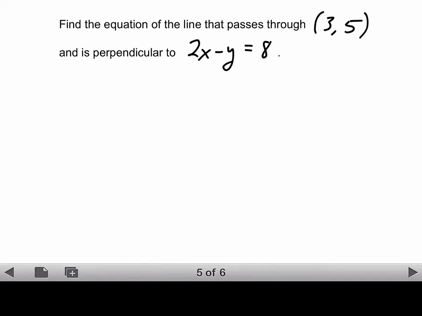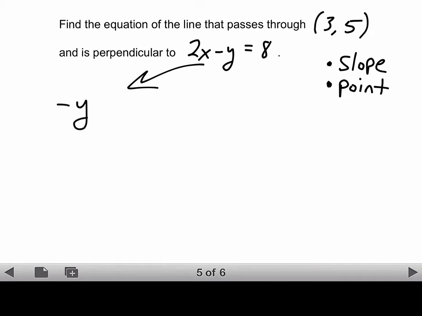In our next example, we're asked to find the equation of the line that passes through 3, 5 and is perpendicular to 2x minus y is equal to 8. Remember that the two things that we need to come up with the equation of the line are a slope and a point. I have the point, and I'll get the slope by solving 2x minus y equals 8 for y. I have negative y is equal to negative 2x plus 8.